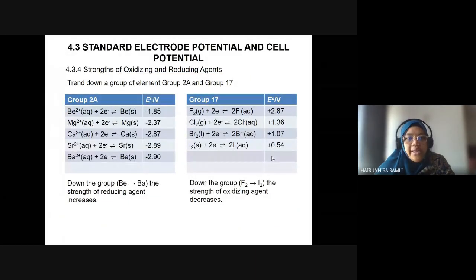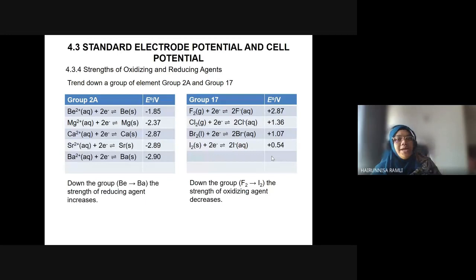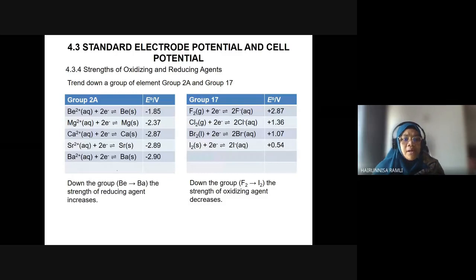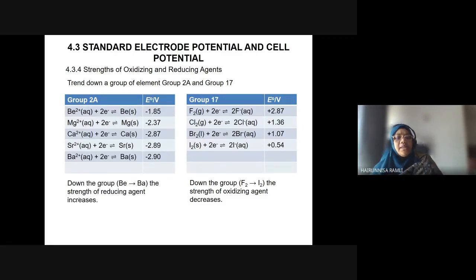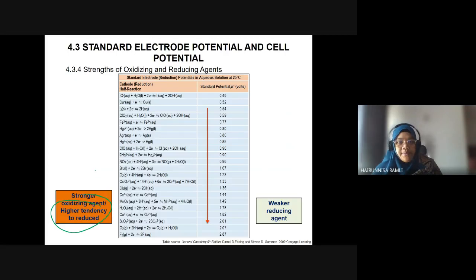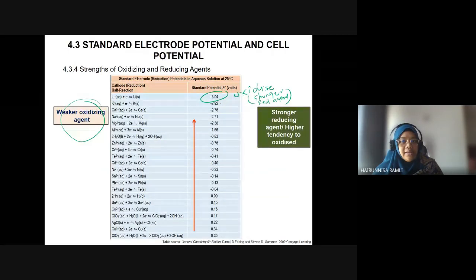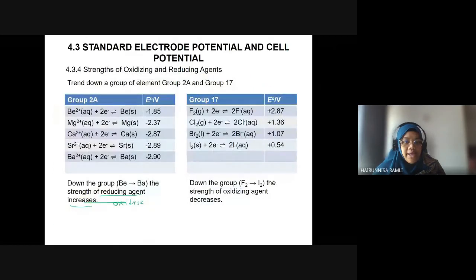Okay, so these are the trend for group 2A and group 17. Contohlah kat sini group 2A, kita susun ikut dia punya level ni. Okay, kita start with Be, Mg, Ca, Sr and Ba. So Be paling atas, so dia punya value akan jadi lagi positif. So kat sini, down the group, Be kepada Ba, the strength of reducing agent increases. Reducing agent means that lagi bawah, lebih mudah oxidize. Okay, so you boleh refer balik kat sini. Lagi tinggi value negatif tu, lagi mudah oxidize kan. So betul lah kat sini, Ba lagi tinggi. Lebih mudah oxidize. So dia kata kat sini the strength of reducing agent increases.